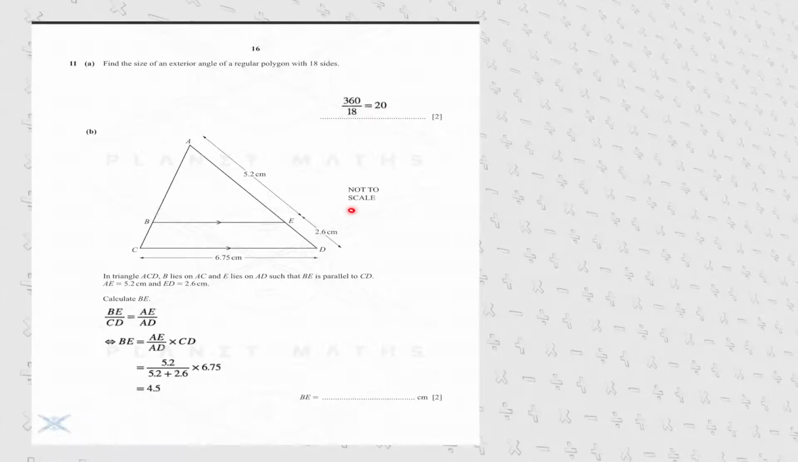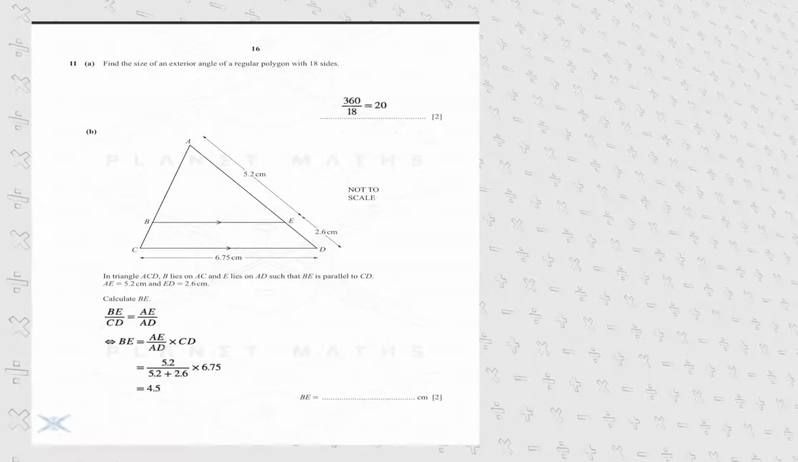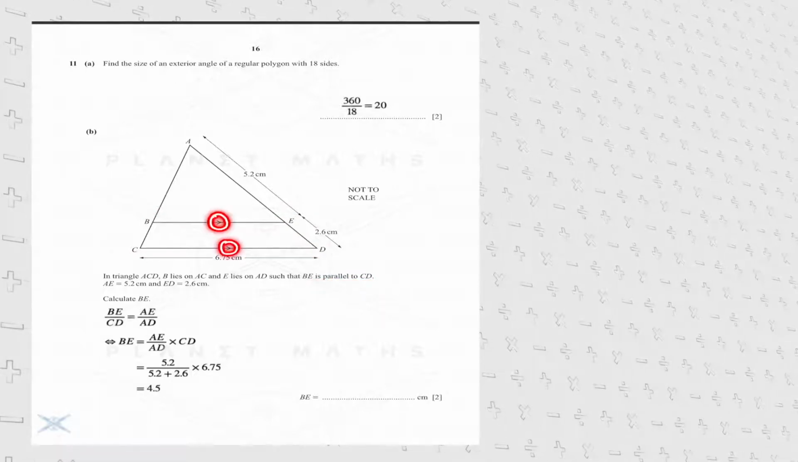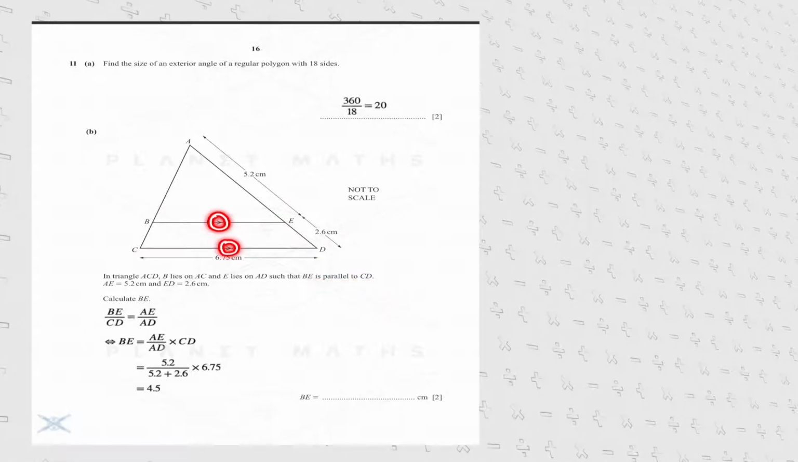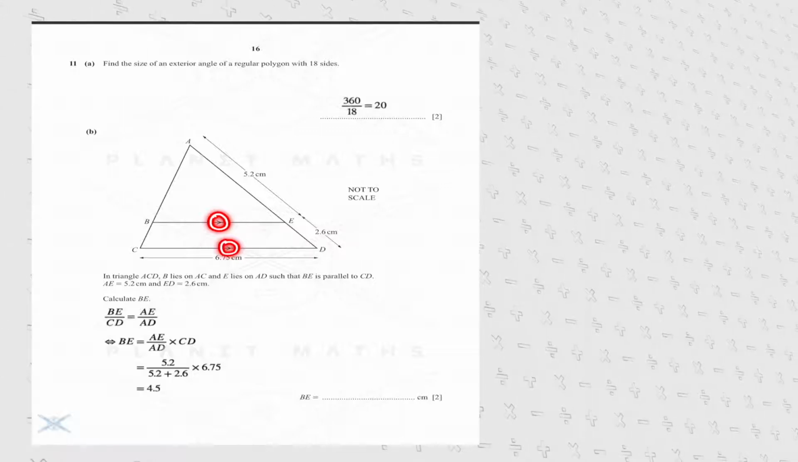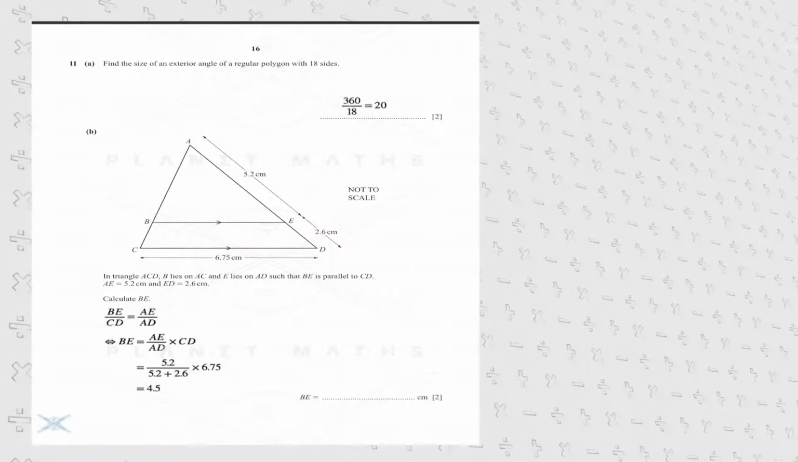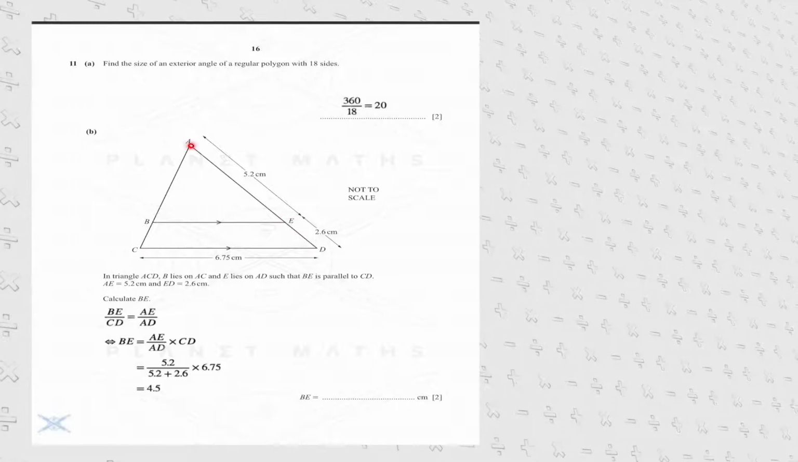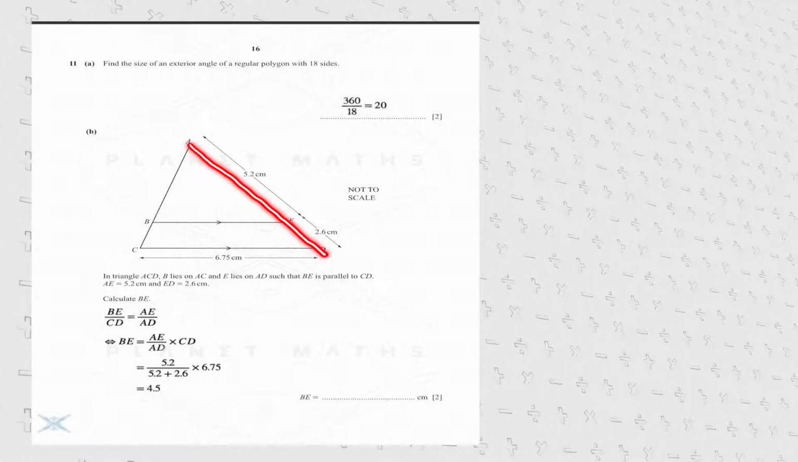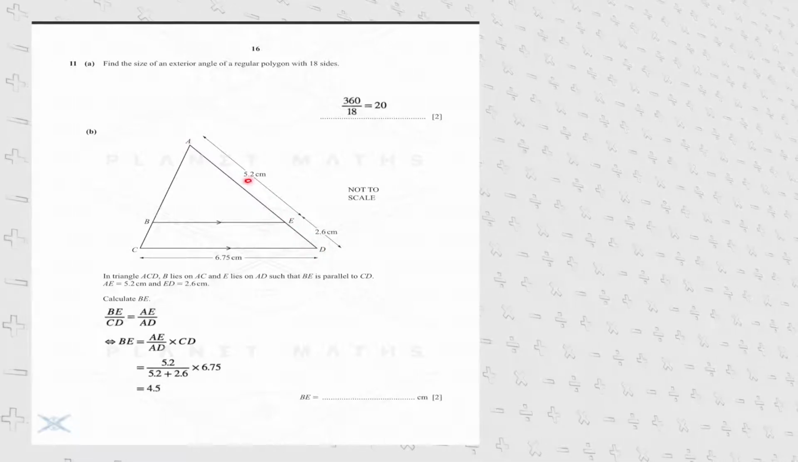Next on to part B, where we are provided with a triangle ACD, whereby BE and CD are parallel to one another as stated, but which can also be seen by each of those lines containing one arrow, which symbolizes that those lines are parallel to one another. Additionally, the lengths of CD, ED and AE are provided, which means that the length of AD can simply be calculated by adding up the lengths of AE and ED.